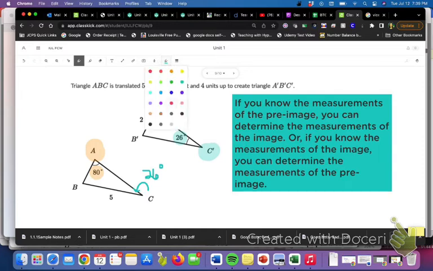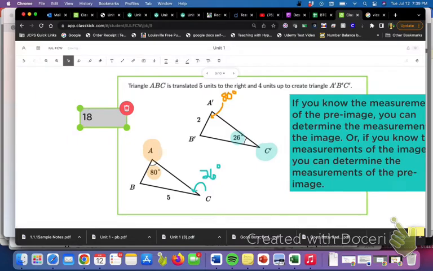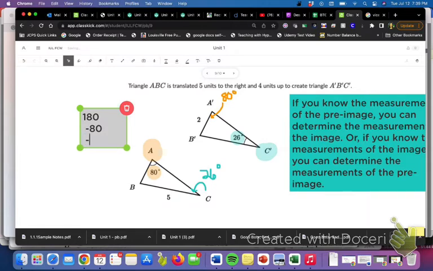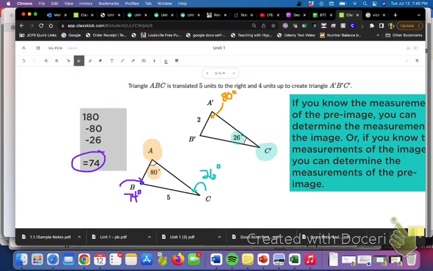So what I can do to figure out the measure of that third angle is I can take 180. I'm going to switch to a text box because I think that'll be a little bit neater for you guys. And I can subtract out the other two angles. So I can subtract out 80, and then I can subtract out the 26, and I know that that leaves me with the measure of the third angle, which is 74. So I can use that reasoning to figure out that angle B is 74 degrees. Draw a little arrow there, which also means that B prime is also 74 degrees. And then guess what?